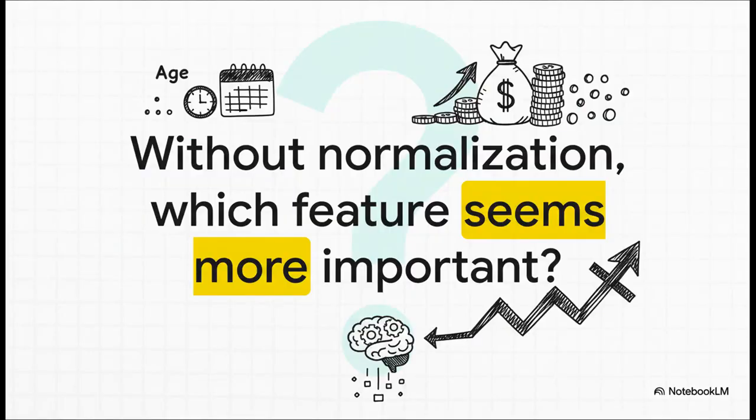So let me ask you this. If you just feed those raw numbers into a model, which feature is it going to think is more important? It's going to see those huge numbers in net worth and just assume that it's thousands of times more significant than age, simply because the numbers are bigger. And that's a huge mistake.